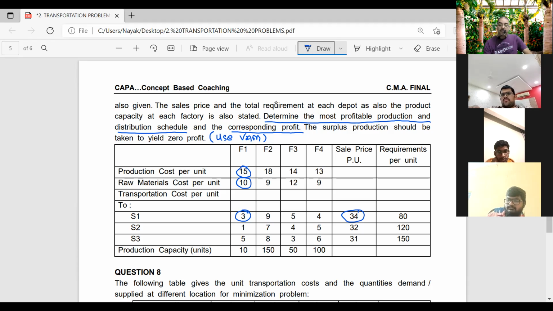Next I will be calculating 34 minus 18 minus 9 minus 9. Then I will be calculating 34 minus 14 minus 12 minus 5. Like this I will be calculating. Then for S2 I will be taking the selling price of 32, so from 32 I will subtract all this. So first I will prepare what is called a profit matrix. So let us do that.